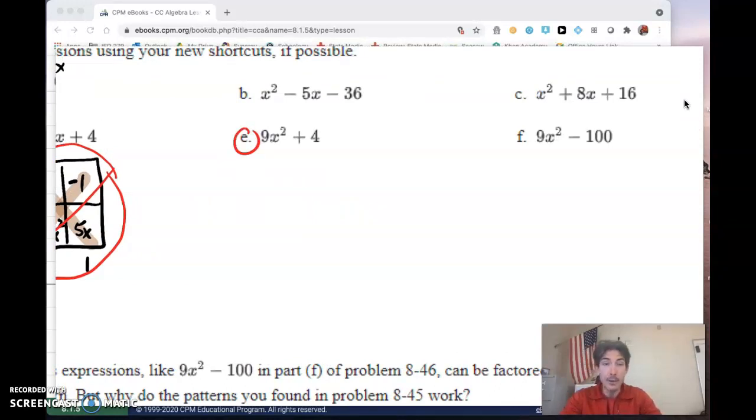It's definitely a binomial, right? I've got a 9x squared. 9 is a perfect square. My x is a perfect square. Shoot, even this 4 is a perfect square because 2 times 2 is 4. Well, what's the issue here?